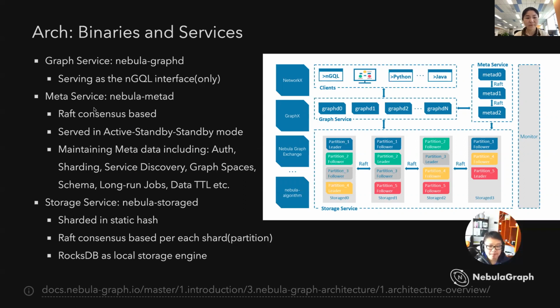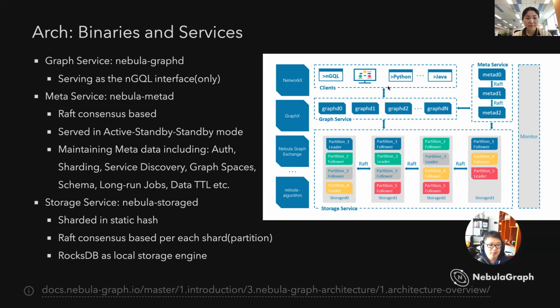For meta service, the metadata includes the authentication, authorization, and the sharding information of all the storage layer, the service discovery of the graph D and the storage D, how the graph spaces are isolated and distributed among all the storage instances, the schema information, and it's also maintaining the long running jobs, the life cycle of the jobs, and other information like the data TTL. They are all maintained in the meta D. If you are deploying them in multiple replica mode, like 3, it's actually in an active standby mode. Only one of them, which is the leader in the raft consensus, is accessible. And they are synced with the raft protocol.